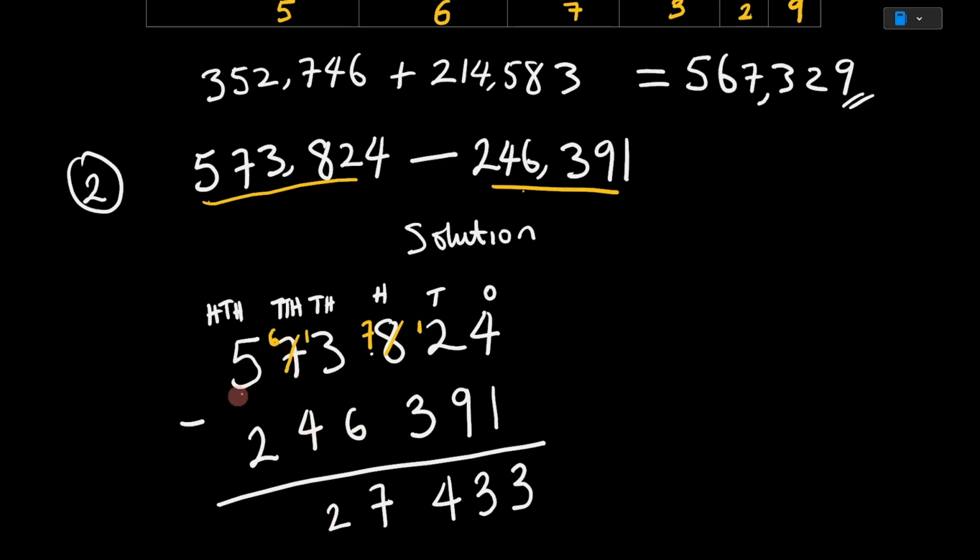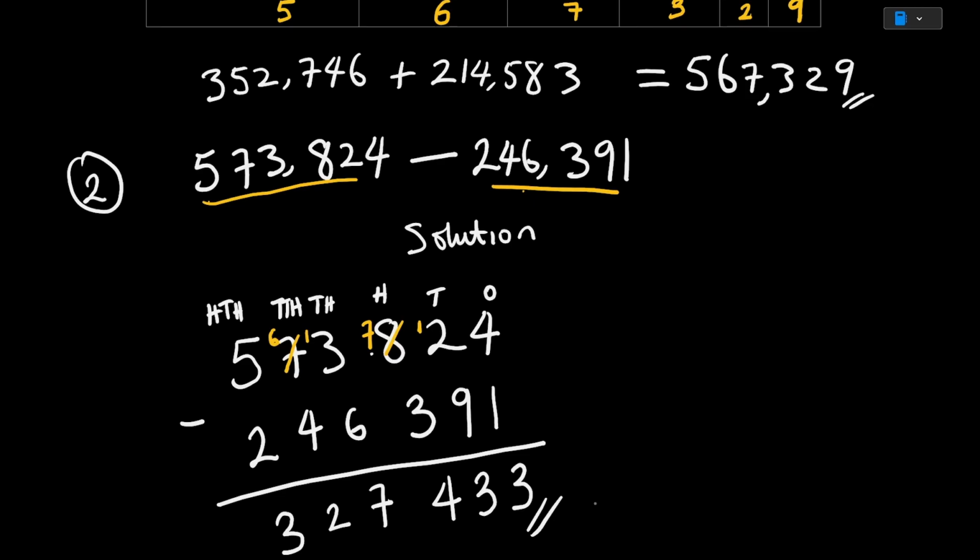Here we don't have a problem in the 100,000 place, because 5 is bigger than 2. So we can easily subtract 2 from 5. So 5 minus 2 is 3. Our final answer will now be 327,433. So this is how we can easily subtract and add whole numbers, especially 6-digit whole numbers, in this video.